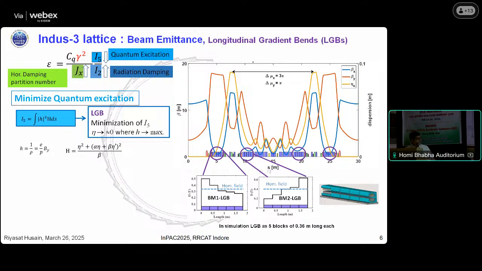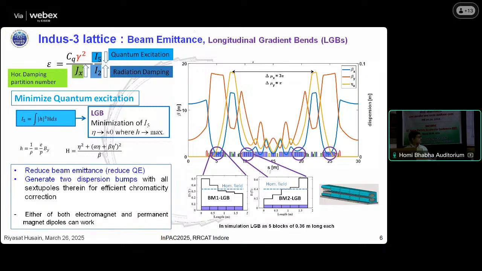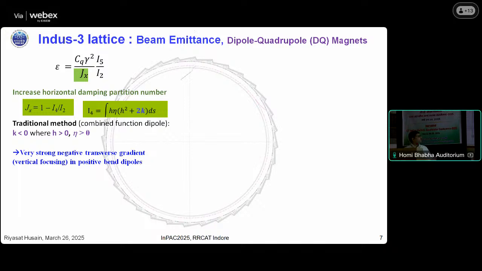And this LGB profile not only reduces the beam emittance, it is also very helpful for generating high dispersion in the zone where the sextupoles are installed, so that we can achieve efficient chromaticity correction with reduced sextupole strength. Another way is to increase the damping partition coefficient, and there is a conventional method which we are already using in the Indus-1 facility here. We include a strong negative gradient, or vertically focusing component, in the positive bend dipole magnet.